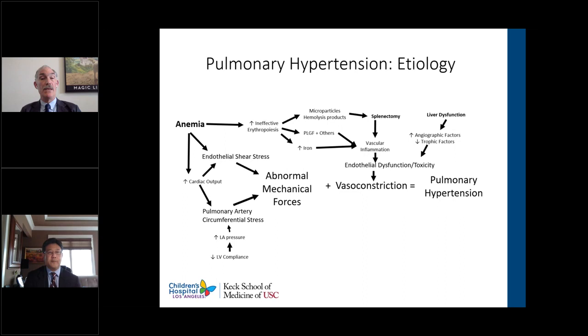The other key modulator is the lung. Thalassemia patients are chronically hypoxemic due to restrictive lung disease, some degree of ventilation perfusion mismatch in the lung, as well as what they call pulmonary diffusion block, which is essentially from pulmonary fibrosis at the alveolar level. And hypoxemia is a powerful vasoconstrictive stimulus.